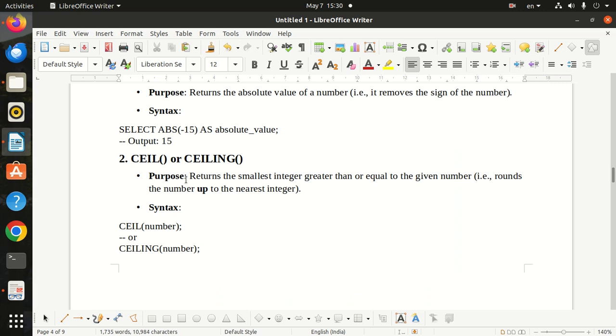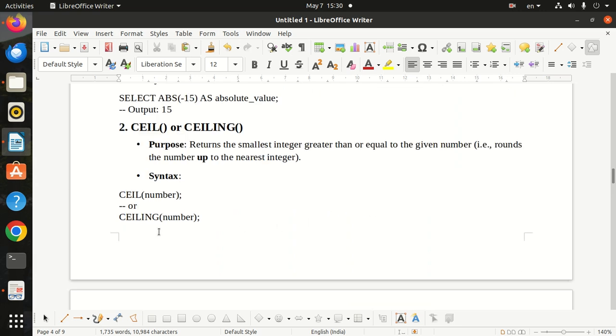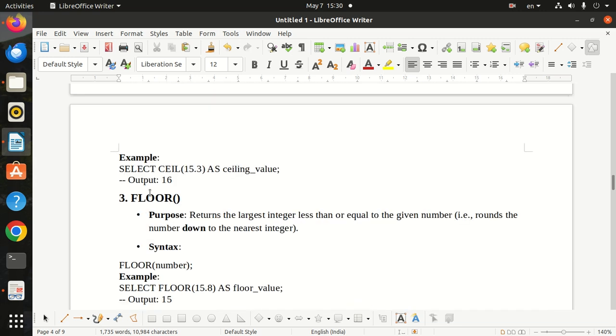Ceil or ceiling returns the smallest integer greater than or equal to the given number. Syntax: CEIL(number). For example, you can take SELECT CEIL(15.3) AS ceiling_value, which gives the output 16.